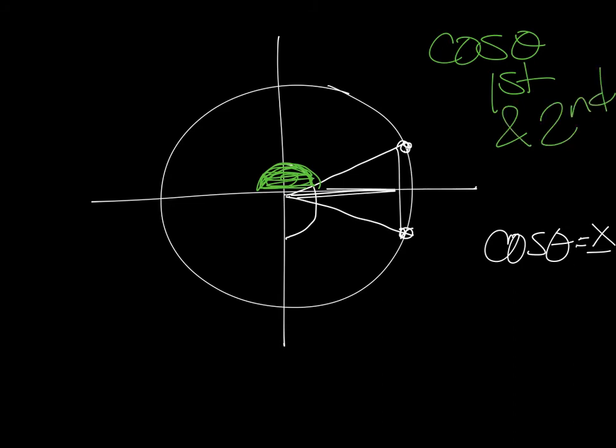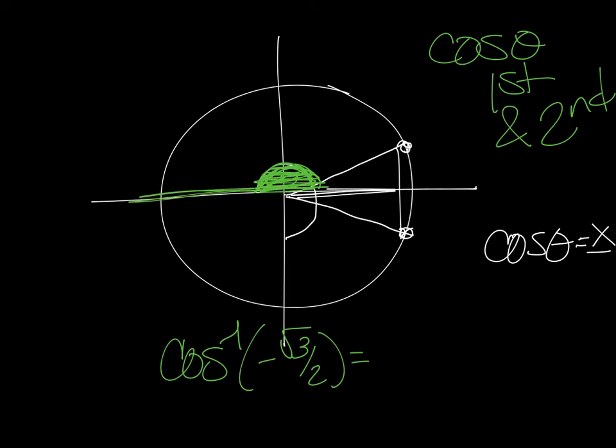Nope. So cosine's first and second. And so this one's actually a pretty straightforward one. If I want cosine inverse of negative root 3 over 2, I'm looking at cosine, which is the x value. It's a big x value, and it's negative. So in this quadrant, it's negative. Negative root 3 over 2, I want it to be big. So this is going to be, what is that, 150 degrees.